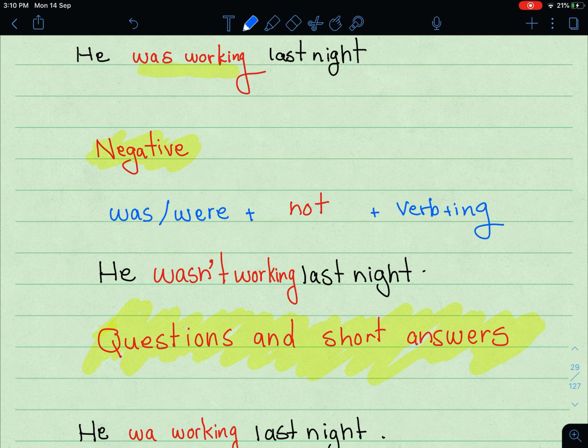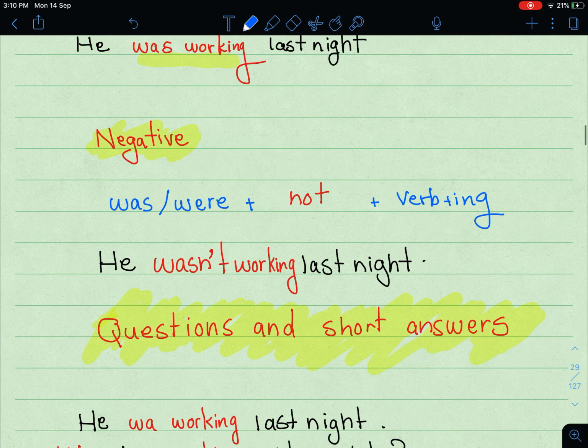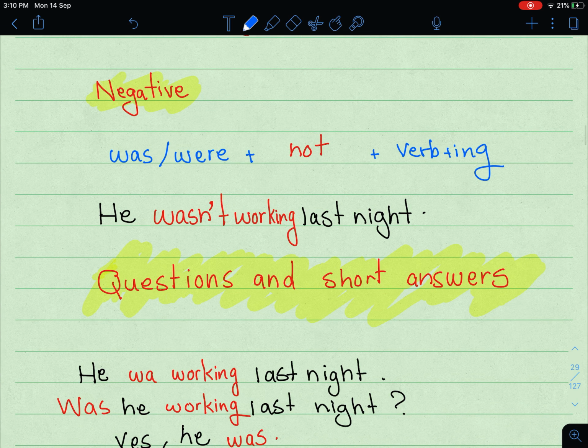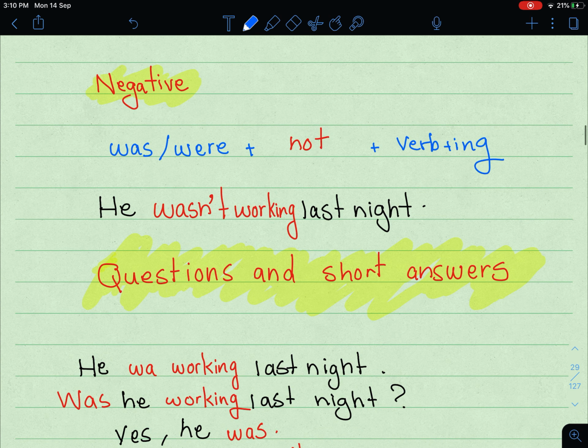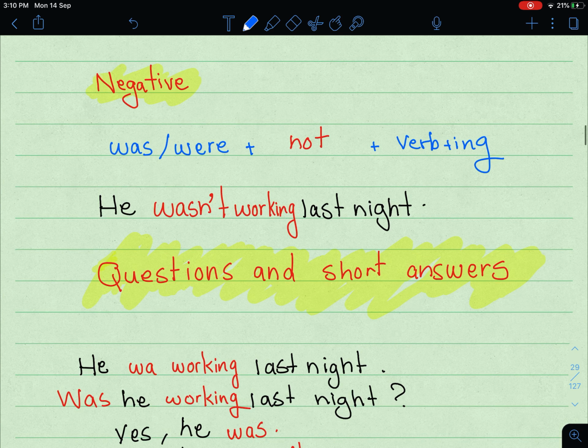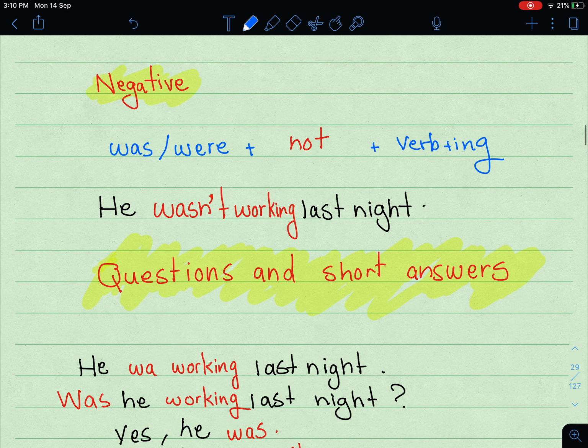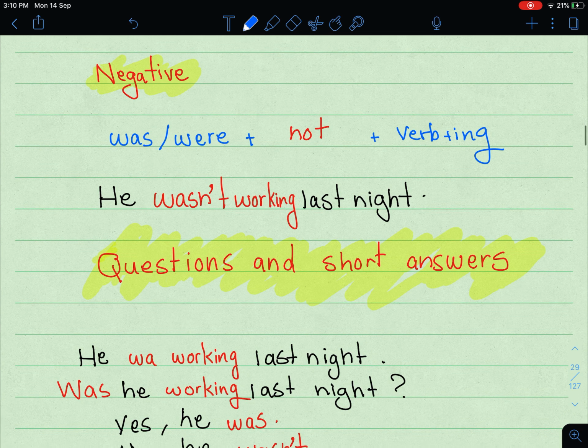You are just gonna add not to was or were. راح أضيف فقط not إلى was or were plus the verb ing. So he wasn't working last night. She wasn't eating her lunch last week. وهكذا. This is just an example.